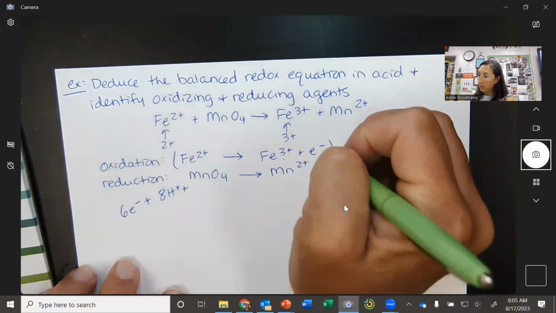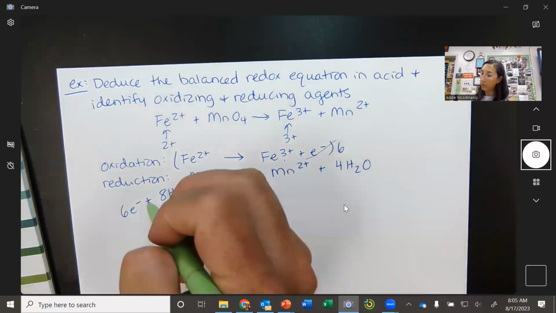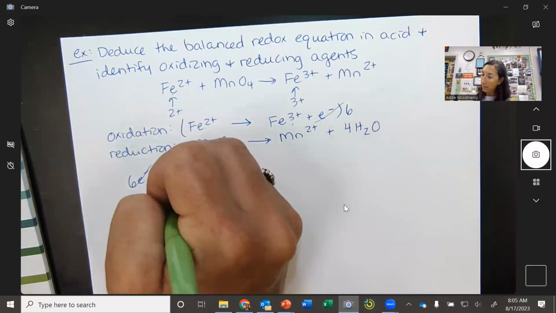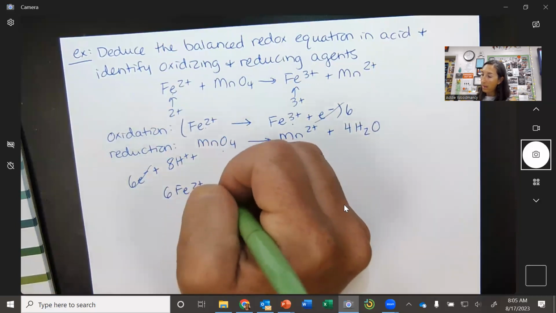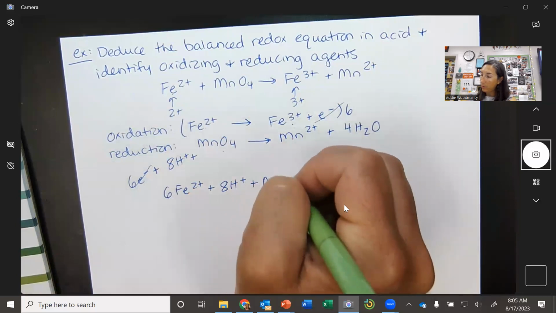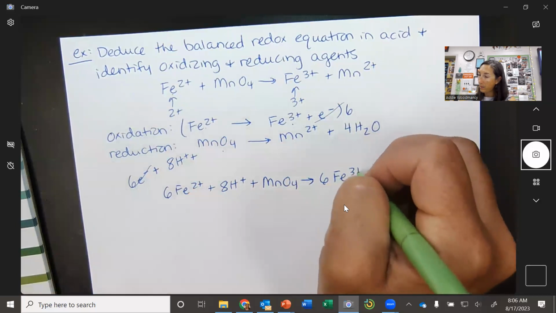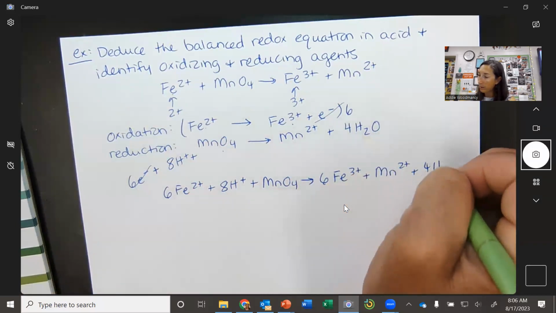Then you go through and you make sure that your electrons will cancel. So I need to multiply this one by 6. So now my electrons will cancel. And your overall equation will be 6 Fe2+ plus 8 hydrogens plus MnO4 yields 6 Fe3+ plus Mn2+ plus 4 waters.